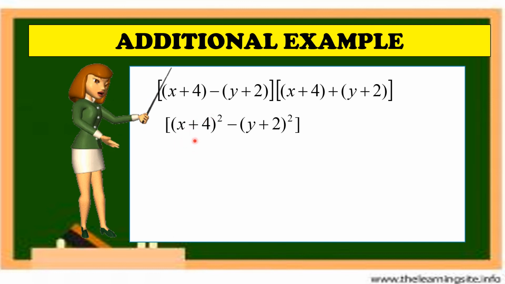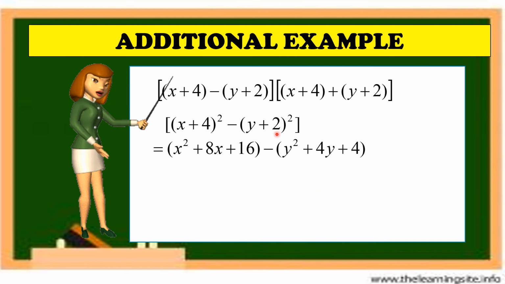And how do we square a binomial? We square the first term, x squared, twice the first and the second, that is 2 times x times 4 is 8x, and 4 times 4 is 16. We have another given. We square the first term, y squared, twice the first and the second, that is 4y, square the second, that is 4. So we have our answer, x squared plus 8x plus 16 minus (y squared plus 4y plus 4).